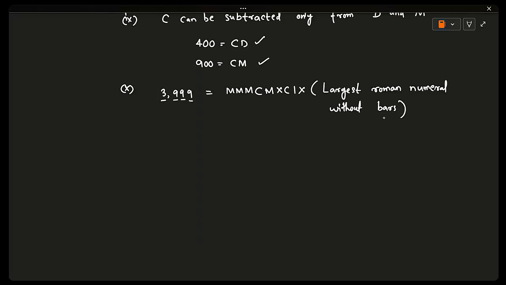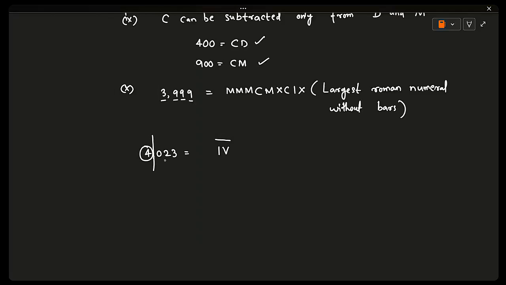How to use bars? Suppose I want to write 4023. I said we cannot write without using bars after 3999. But how to use bars here? So first, separate how many thousands are there. How many thousands are there here? 4 thousands are there. Just write 4 first. IV is 4. Just place a bar above it. Whenever you place a bar above it, the complete group will be multiplied by 1000. So 4 into 1000 is going to give 4000.